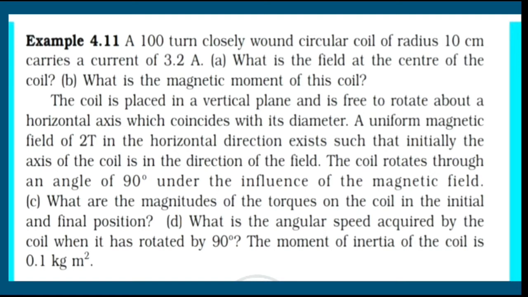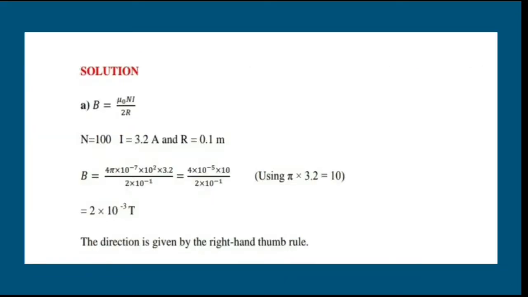Now coming to question D, what is the angular speed acquired by the coil when it has rotated by 90 degrees? So we are asked to find angular speed. Angular speed is the same as angular velocity. So that's what we need to find. So the first two parts, the answer is very easy.